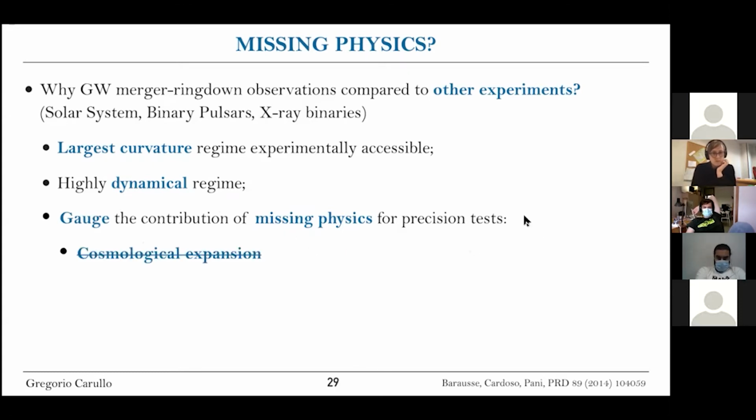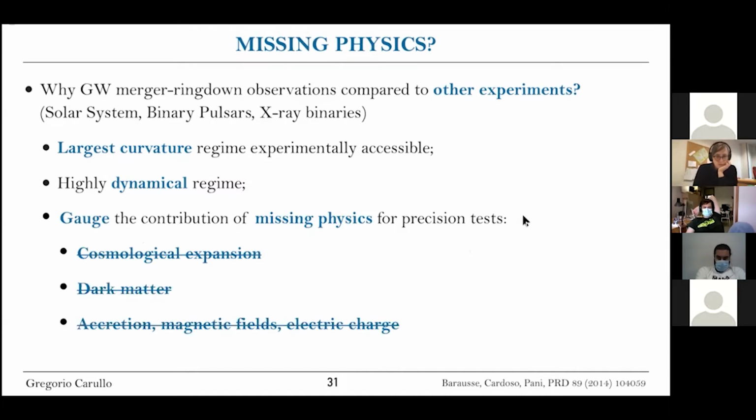For example, you know that stuff like cosmological expansion, dark matter, and most importantly, accretion, magnetic fields, electric charge, none of this is expected to play a role, at least in the LIGO-Virgo detection. Some of these effects could affect the signal for LISA, but for LIGO and Virgo observation, these are really not expected to have any effect, which of course is quite different, for example, from X-ray binaries, where you have to model the emission from the corona, etc.